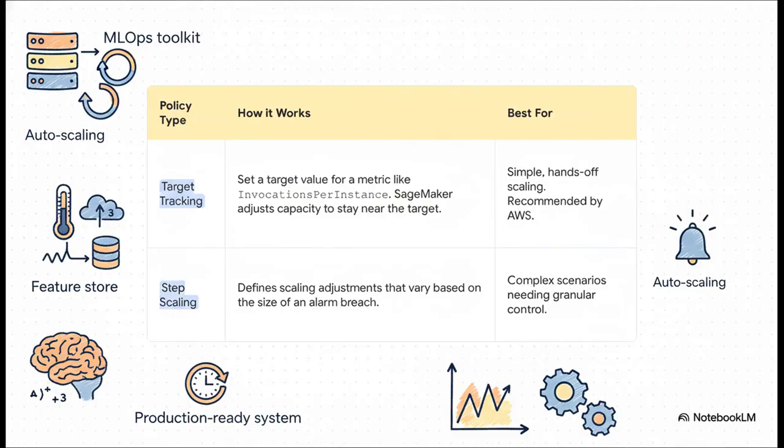And SageMaker gives you a couple of ways to do this. Target tracking is kind of like setting the cruise control on your car. You just pick a metric, like keep CPU usage around 70%, and SageMaker handles the gas and the brakes to keep you right there. It's the simple set it and forget it option that AWS usually recommends.